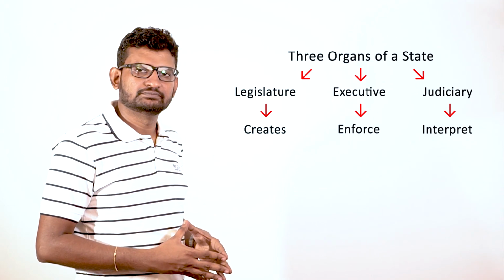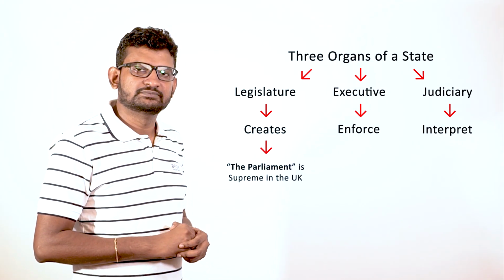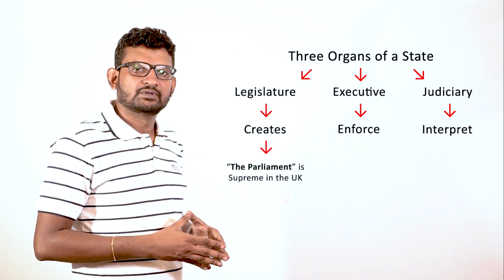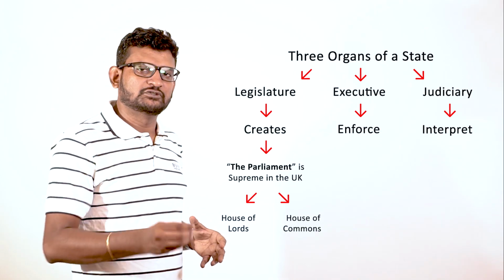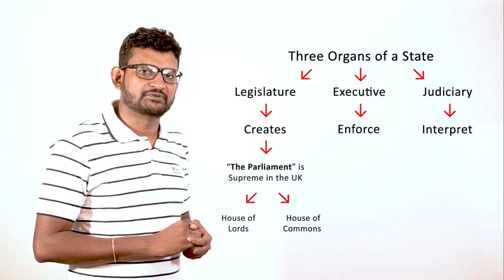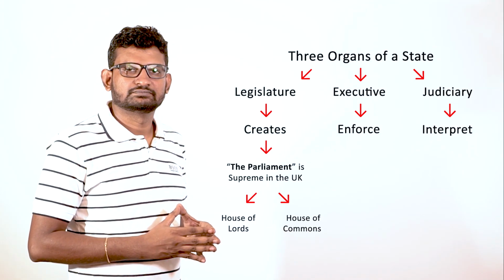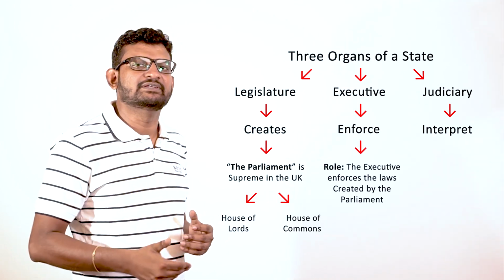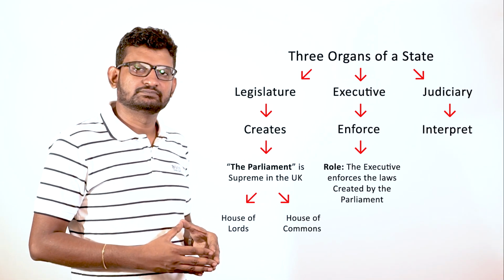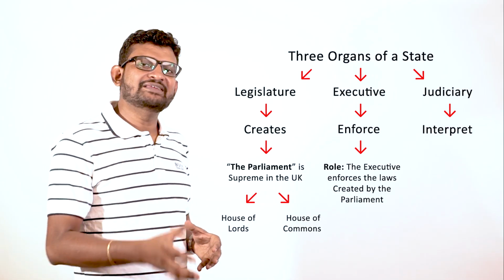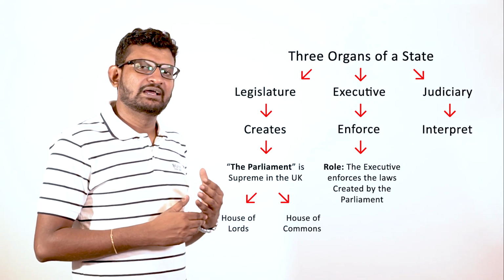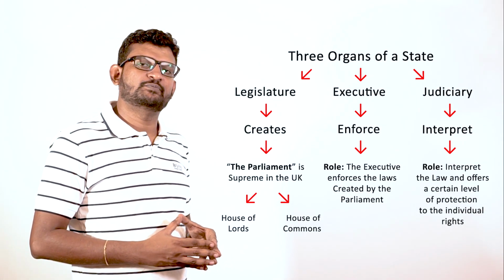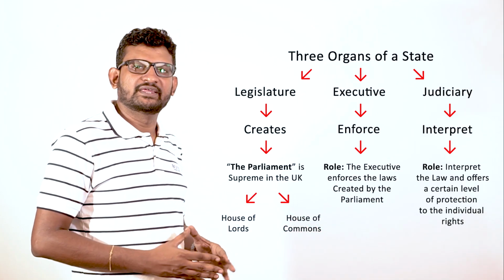In the UK, as per your constitutional structure, the most supreme organ of it all is the parliament, that means the legislature. There are two chambers, House of Lords and House of Commons, House of Commons being powerful, especially after the parliamentary acts. What is the role of the executive? Whatever laws are created by the parliament, the executive enforces. Finally, what is the role of the judiciary? The judiciary will interpret the law, and also offer a certain level of protection to individual rights.